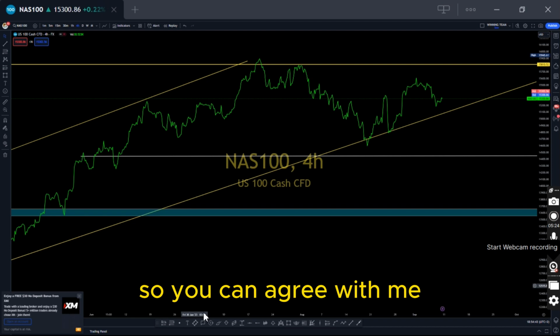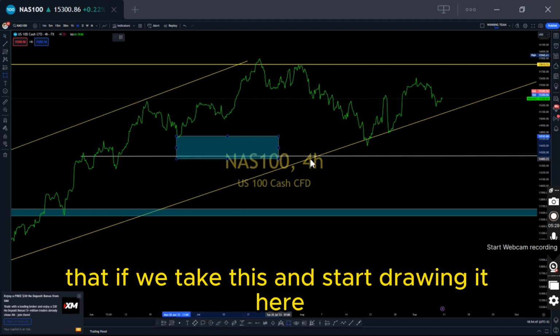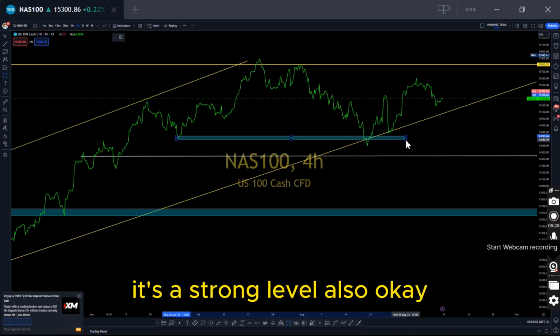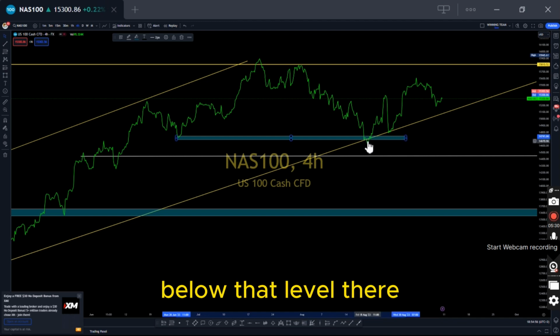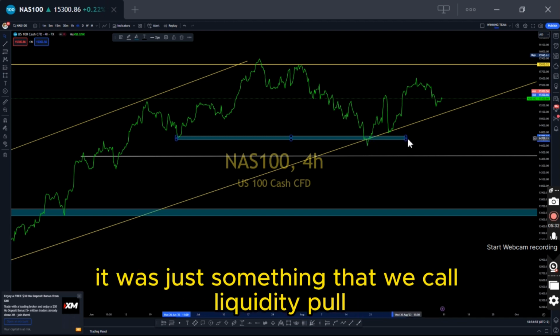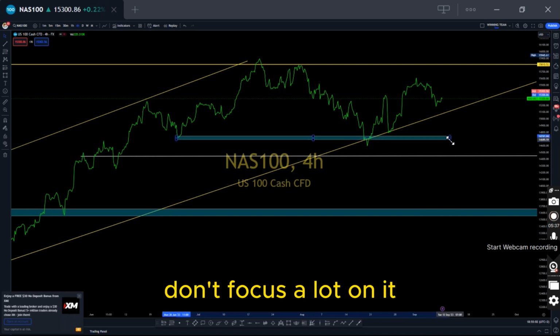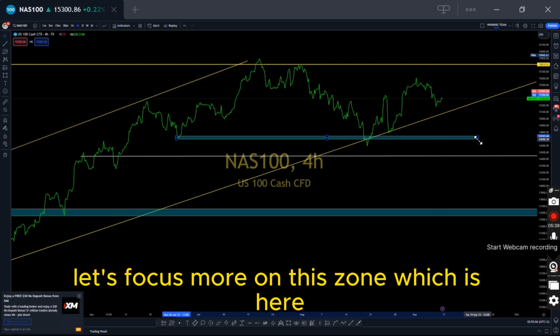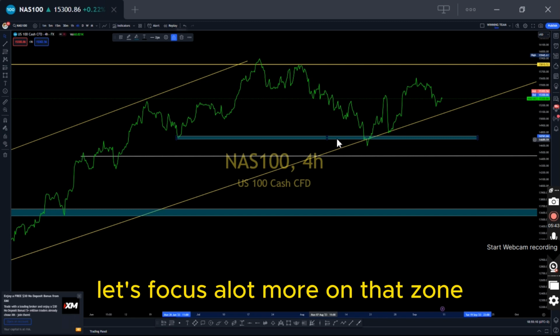So you can agree with me that we have a level here on 4 hours, that if we take this and start drawing it here, it's a strong level also. Forget about what happened below that level there. It was just something that we call liquidity pool. Don't focus a lot on it. Let's focus more on this zone, which is there.